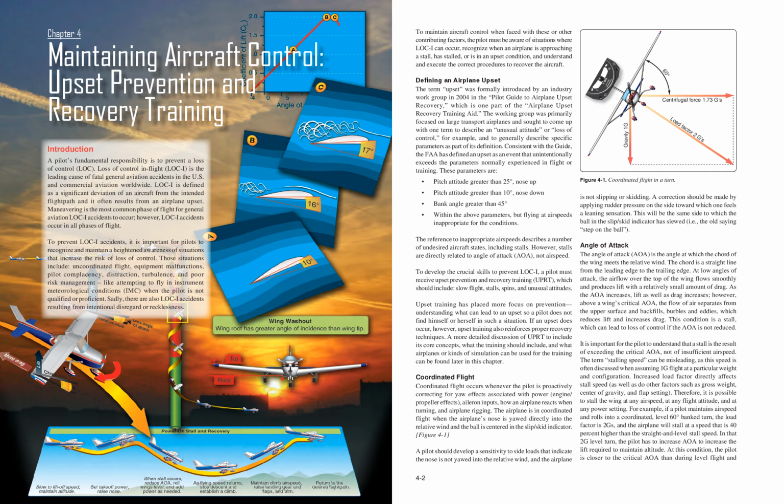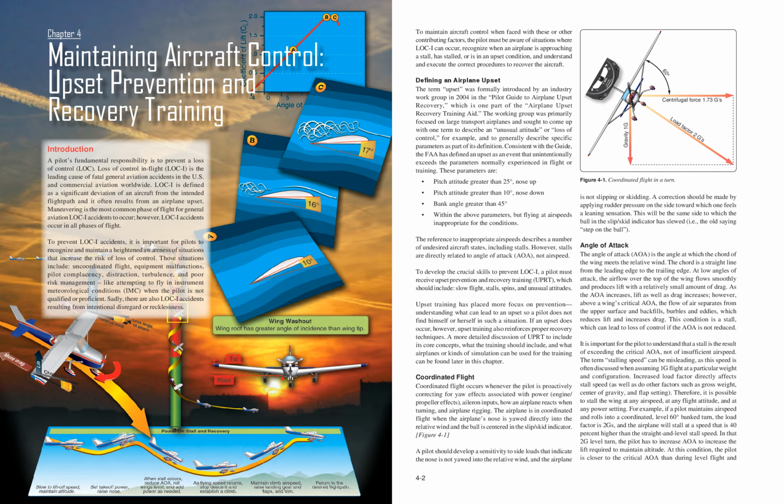The term stalling speed can be misleading, as this speed is often discussed when assuming 1G flight at a particular weight and configuration. Increased load factor directly affects stall speed, as do other factors such as gross weight, center of gravity, and flap setting. Therefore, it is possible to stall the wing at any airspeed, at any flight attitude, and at any power setting.